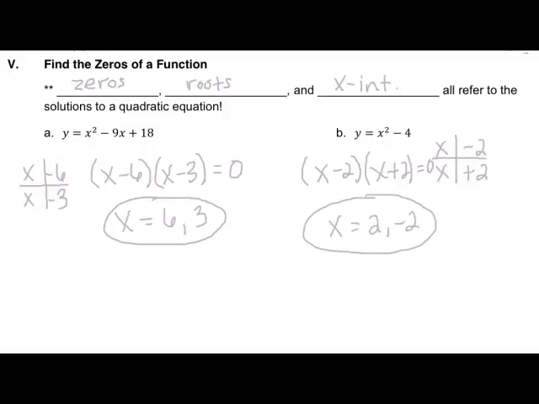Again, if we were to look at a graph of these parabolas, the solutions, or the zeros, are where our parabola is crossing the x-axis. Factoring is just one way of solving quadratic functions. We're going to talk about other ways of solving quadratic functions in the next sections.